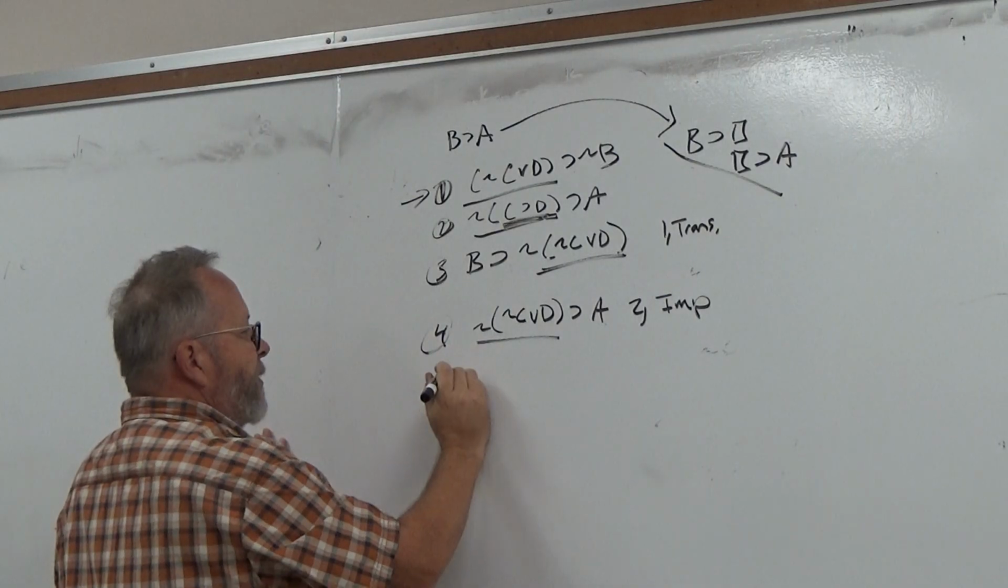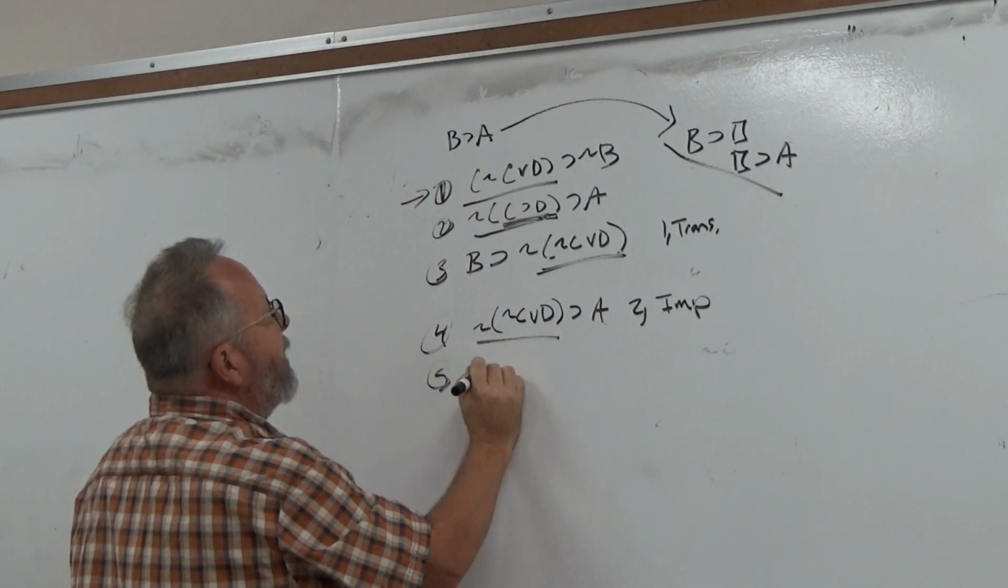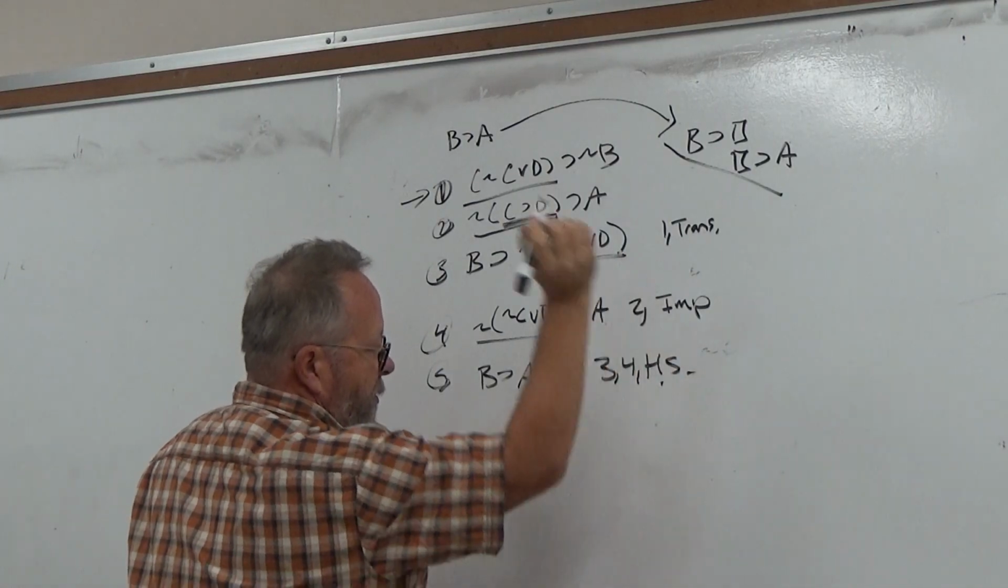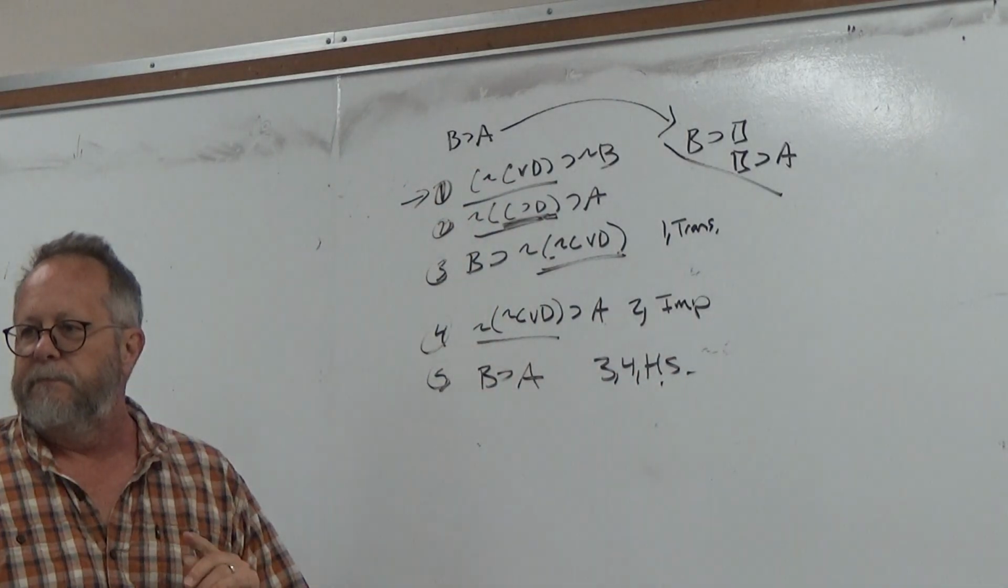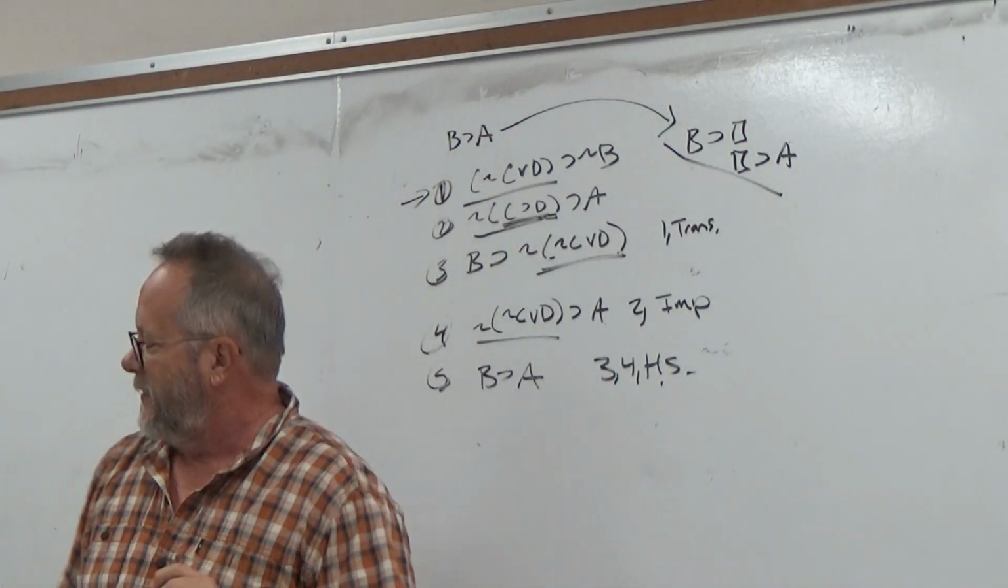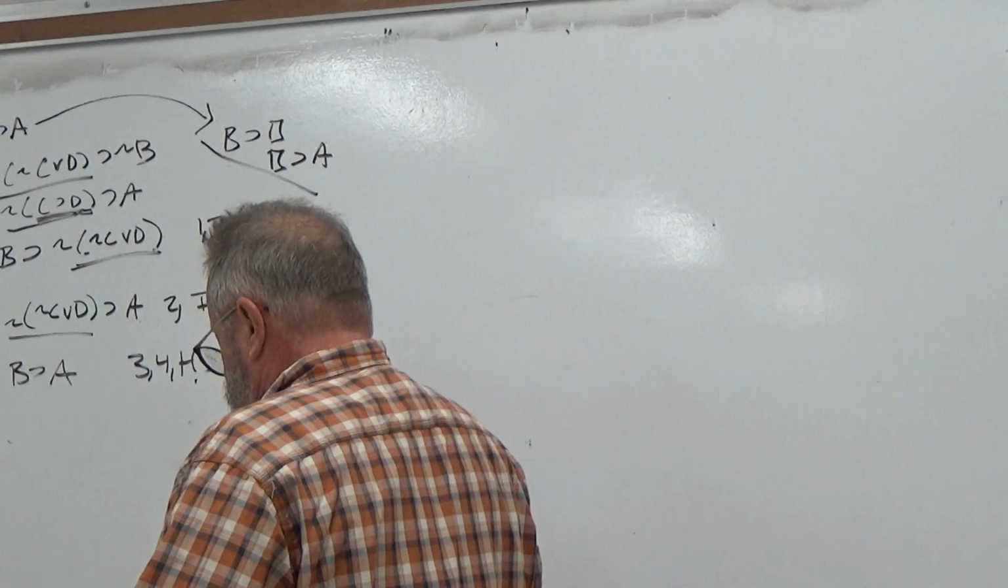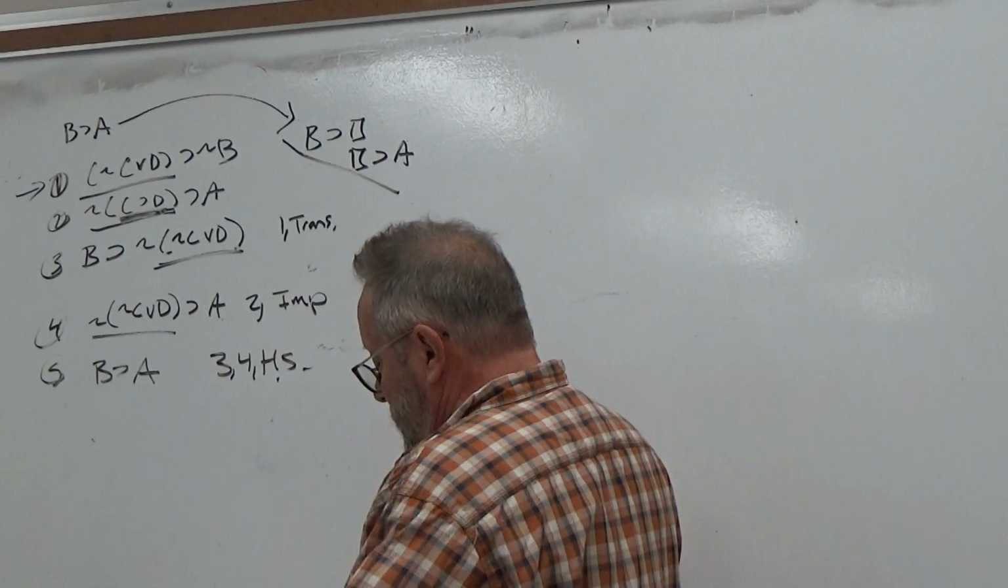I'm going to do the hypothetical syllogism, and I get B, then A, 3, 4, HS, and we're done. That was 13.